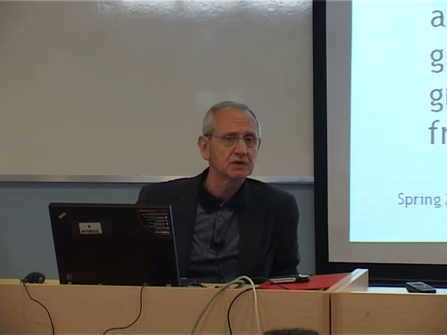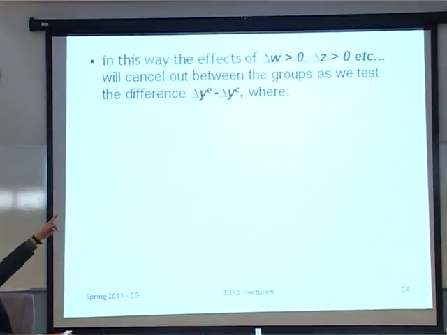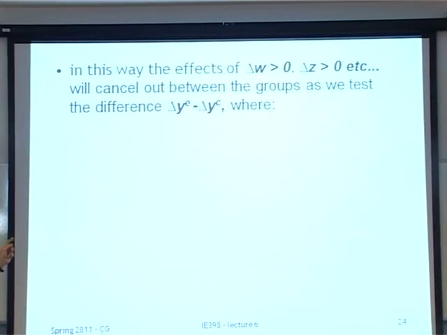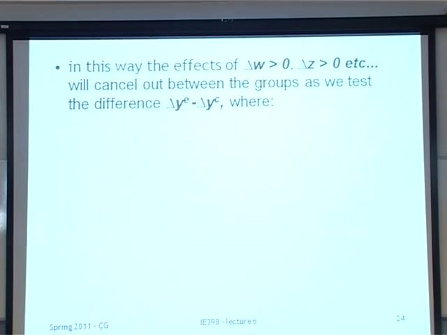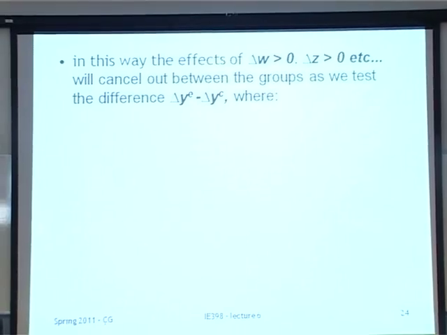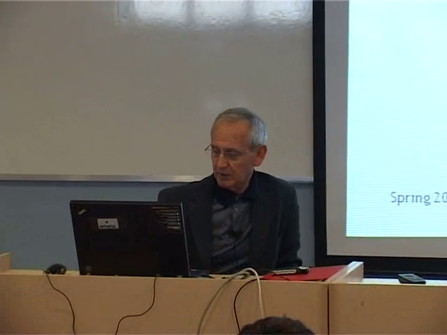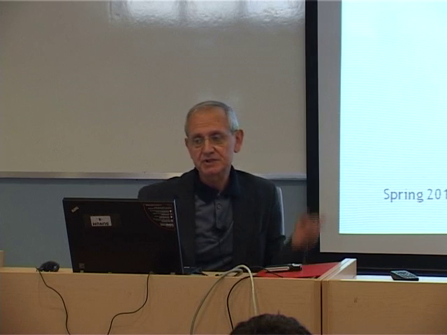So when we do this, we have an experimental and a control group. Since we are not in a laboratory, we cannot stop W and Z from changing. Delta W is not 0. Delta Z is not 0. These could only be 0 in a laboratory. Outside a laboratory, we cannot control them. So the idea in having two groups, the experimental and the control groups, is that the effect of changes in W, Z, etc., will cancel out.